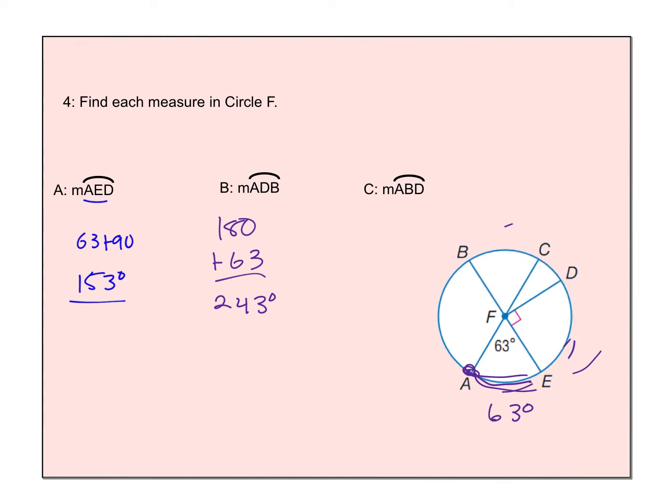Now, could I do it a different way? Absolutely. You know that this is 63. You know this is 90. These make a line. These are vertical angles, so that's 63. Vertical angles don't go away. So then this becomes 27. I could add all those up together. Or I can recognize what a semicircle is based on what a diameter is, and then go from there to help me out.